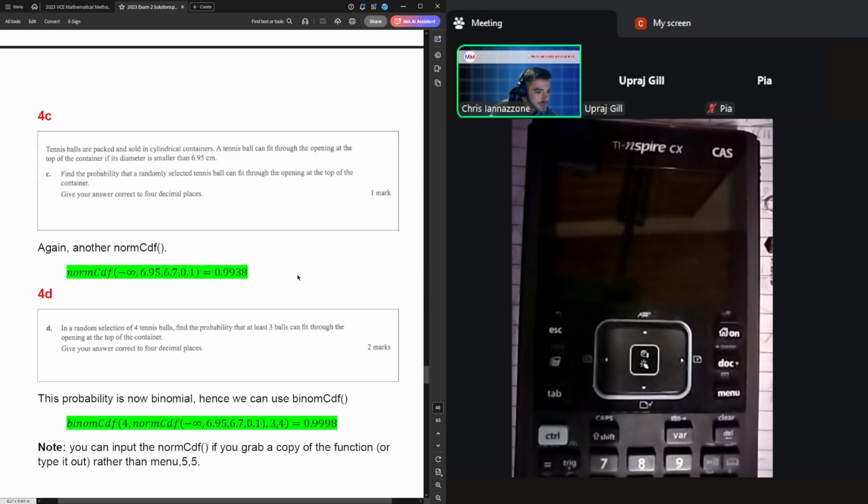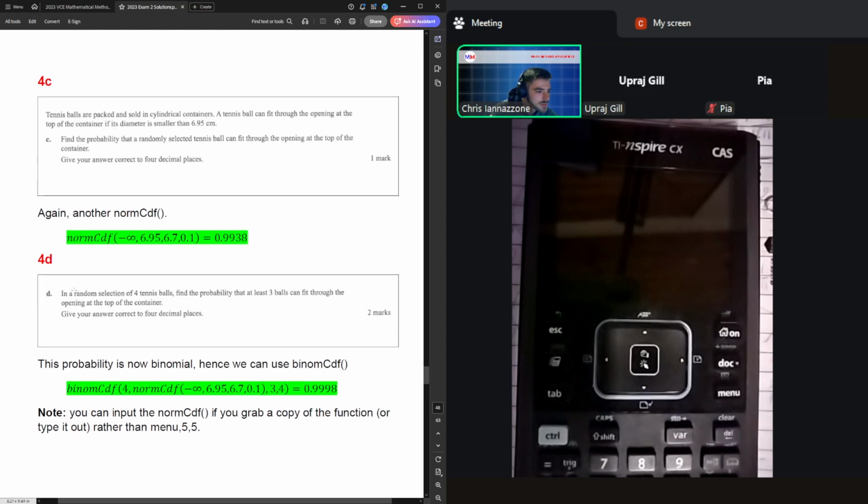And then to cap it off, this is where you're now doing the binomial CDF. You're told your random selection is 4, so that's your n value. That's the n spot. At least 3 fitting through the top of the container means that you want to have a minimum of 3, an upper bound of 4. And then this thing I've done in here is just this, right? That's the probability of it fitting through the container.